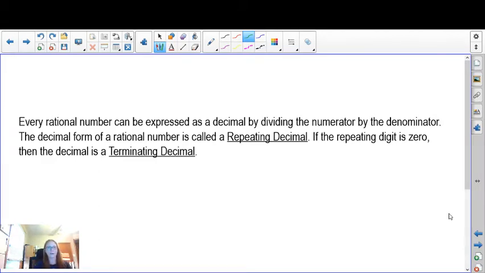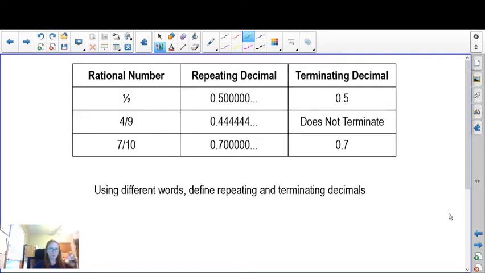Every rational number can be expressed as a decimal by dividing the numerator by the denominator. So top divided by bottom. The decimal form of a rational number is called a repeating decimal. If the repeating digit is 0, then the decimal is a terminating decimal. So here are some examples.